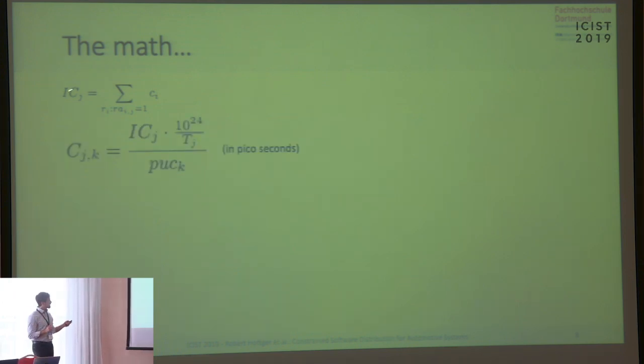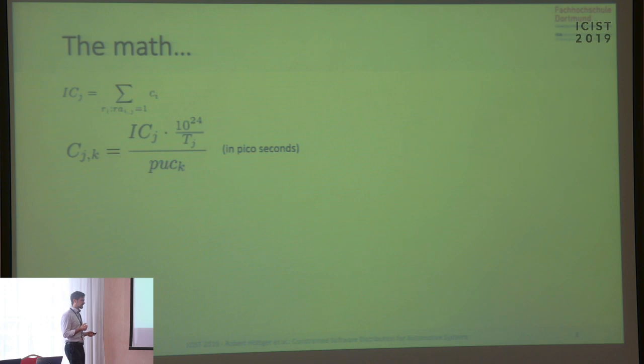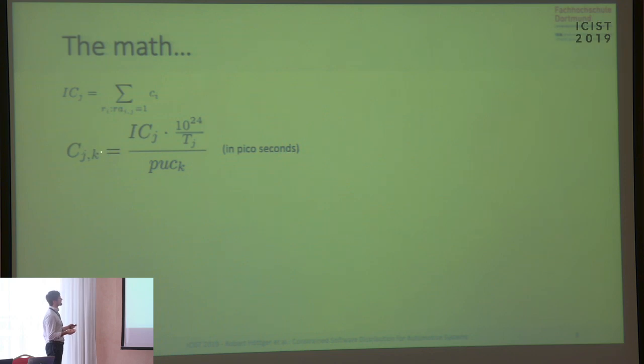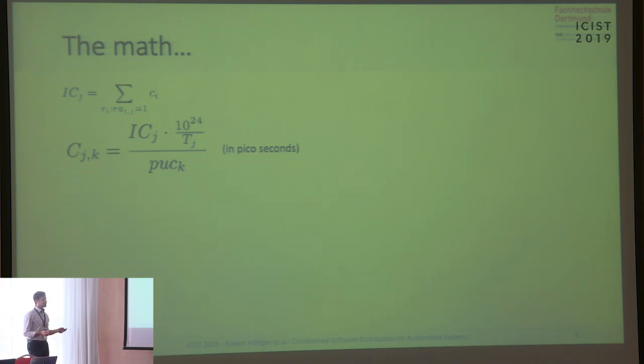And then we have the computation cost, so the execution time of a task, where K is the index of a processing unit. Because the execution time of a task can vary depending on what processing unit it is mapped to. So it's basically the instruction count of a task multiplied with this division: T stands for the period of a task, divided by the processing unit capacity, which is usually given in hertz.